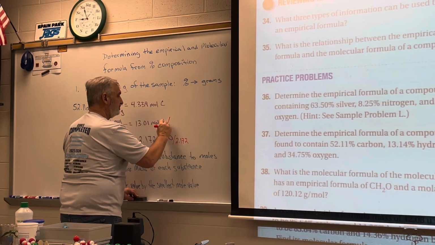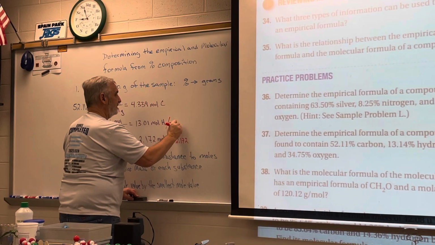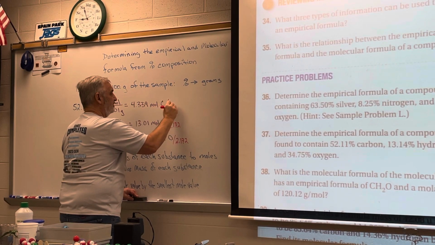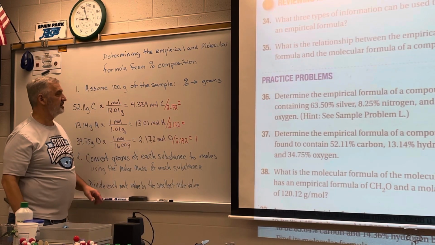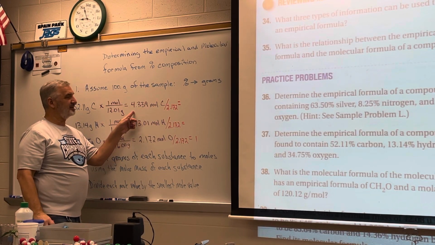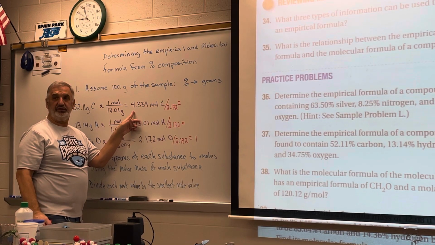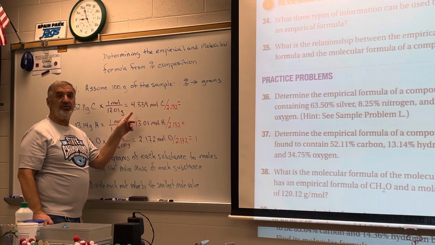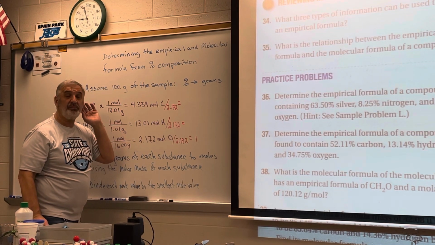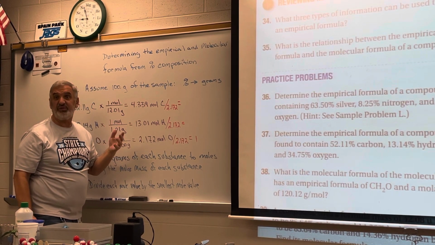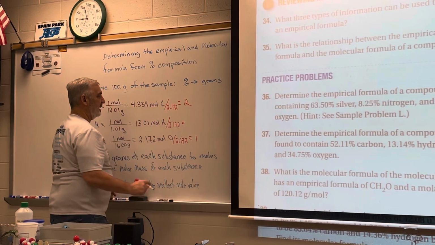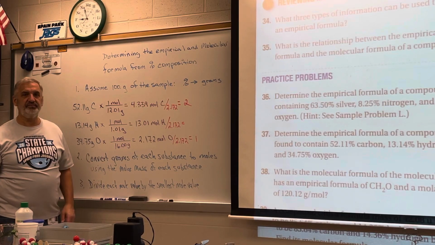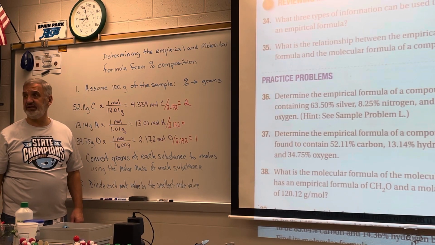2.172, 2.172, 2.172. Obviously this is 1. I would guess that this is going to come out pretty close to 2. What did it come out to exactly? Anybody divide it? 1.99. Okay, that's close enough for government work for 2. And what about the hydrogen? 6. Did it come out to exactly 6?